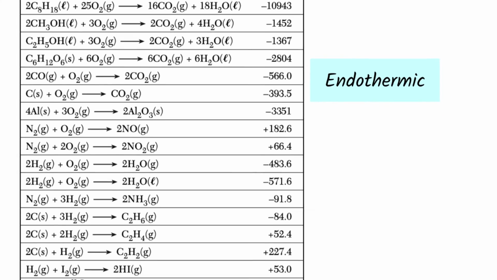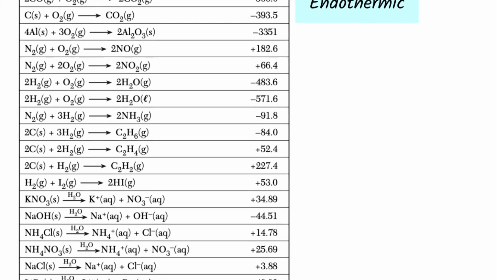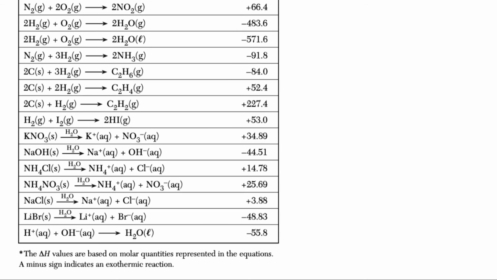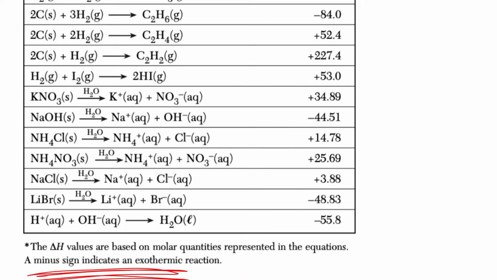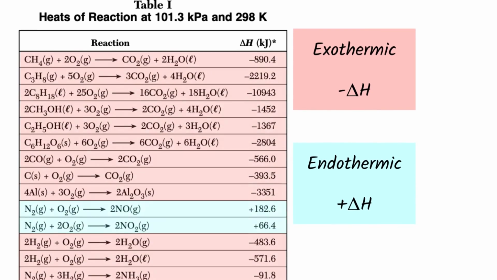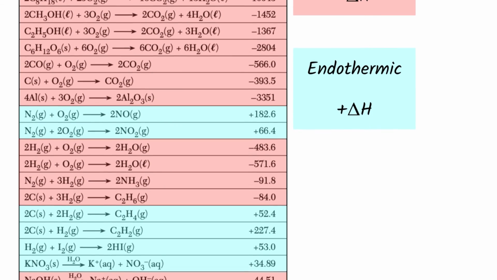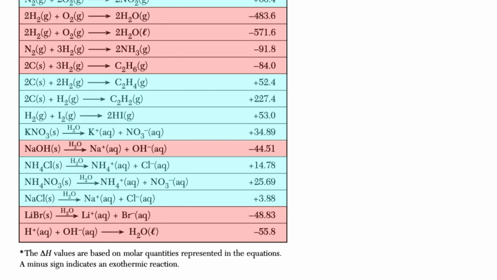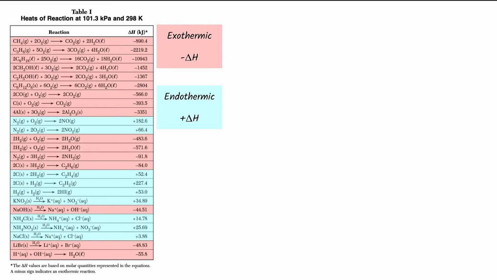Pay close attention to the bottom annotation underneath Table I. This is always here to remind you a minus sign indicates an exothermic reaction. This means that using the process of elimination, a plus sign must indicate an endothermic reaction. So they actually tell you right there what the answer is. Endothermic is a positive delta H, exothermic is a negative delta H. And so if I were to categorize each of the reactions on Table I, this is how I would categorize them. There are more exothermic reaction examples than endothermic reaction examples here.